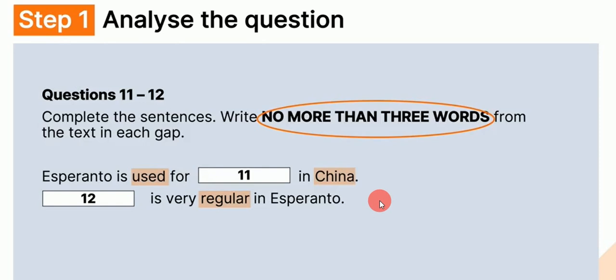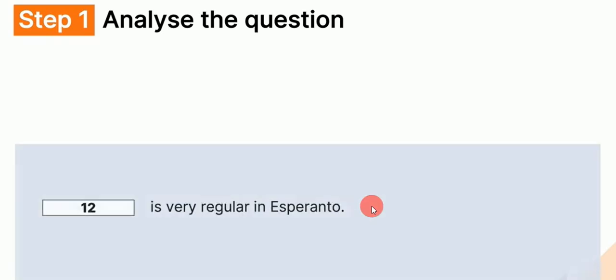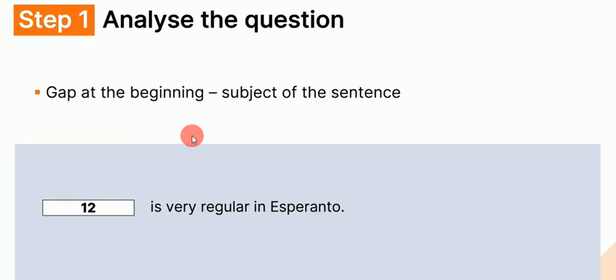Next, you need to decide the word form of the missing word or phrase. Let's look at question 12 first. If the gap is the first word of the sentence and is followed by a verb, then this is the subject of the sentence. This means that the answer needs to be a noun. This could be a one-word noun, a compound noun, or a noun phrase, such as a determiner or an adjective with a noun. You can also see that the gap is followed by the third-person verb is. This means that the gap will contain either a singular noun or an uncountable noun.